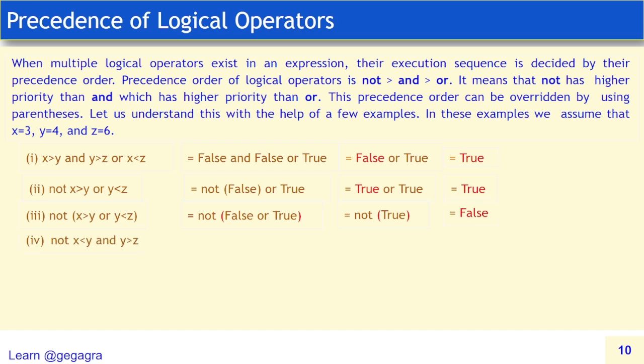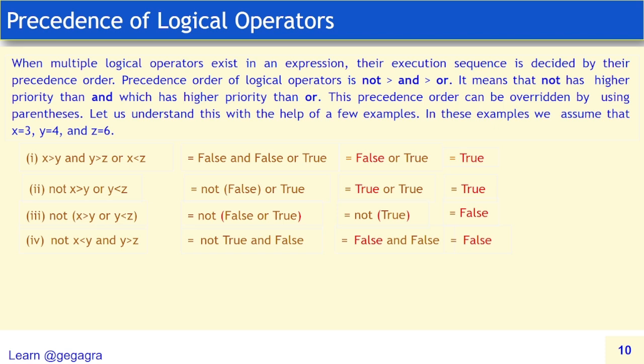Now the next example: not x less than y and y greater than z. Here we evaluate not first, then and. So x less than y, yes, this is true. So not of true is false, and y greater than z is also false. So not true gives you false, and y greater than z is also false, so it will give you false.